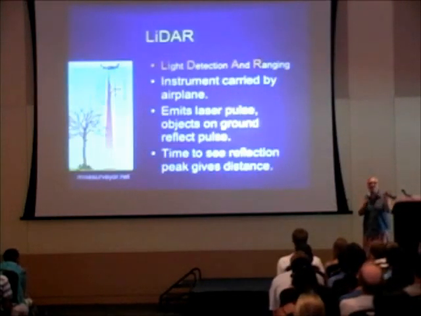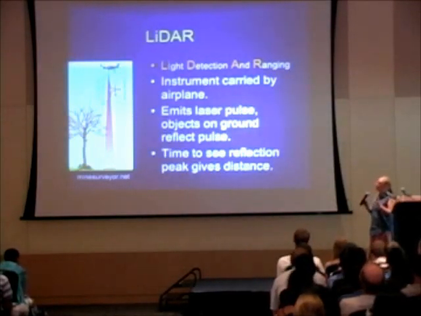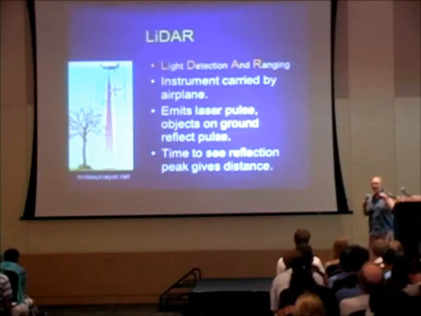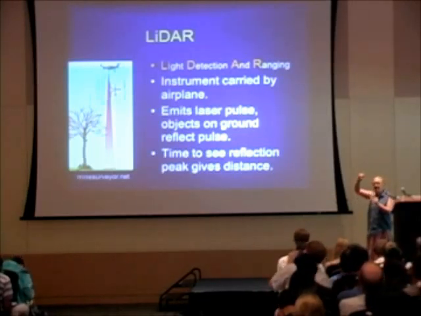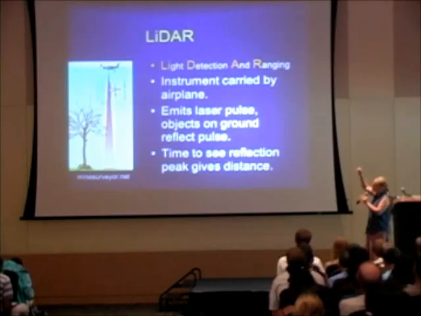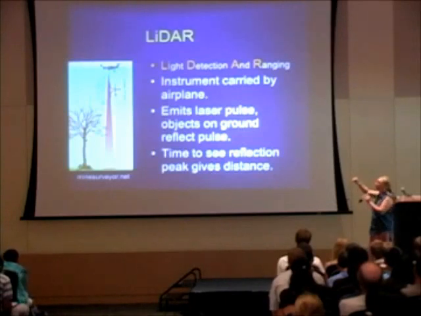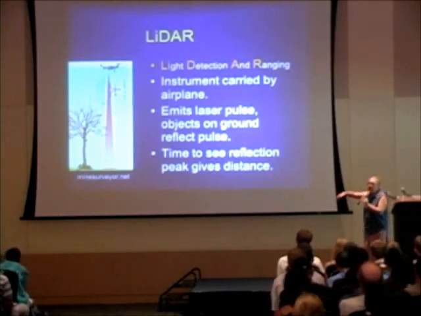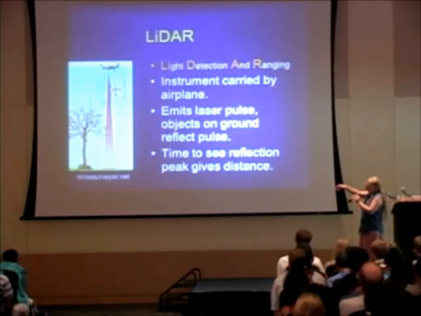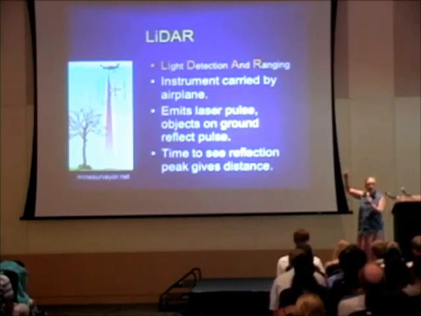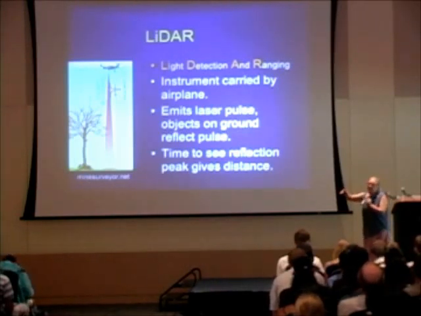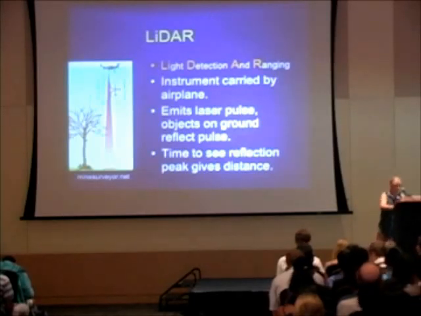So, let me begin by explaining what LIDAR is. LIDAR stands for light detection and ranging. It's a play on radar, and the idea is that it's supposed to be like radar, except that it's using laser light. There's an instrument usually carried on an airplane, and the instrument emits little blips of laser light, and then objects on the ground reflect that light. And then the time it takes the reflection to get back to the instrument on the airplane, where it's detected, tells you the depth of the object that got hit, right? So you get a distance from the instrument.